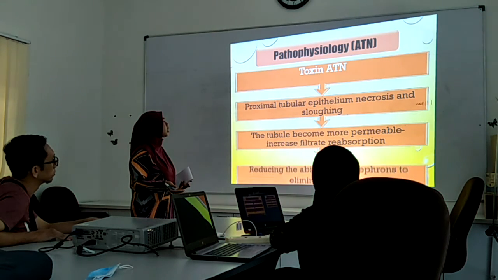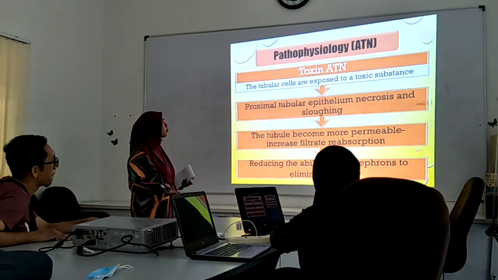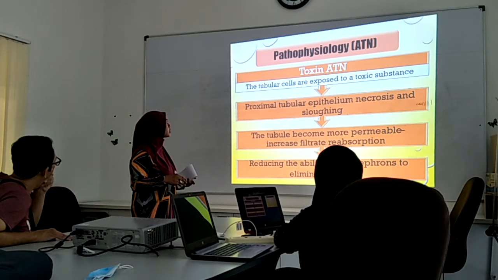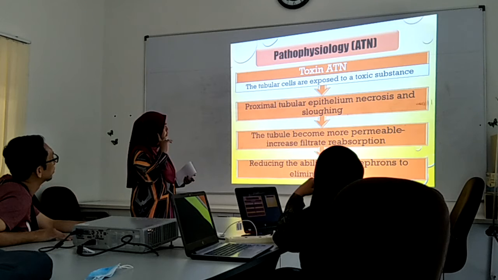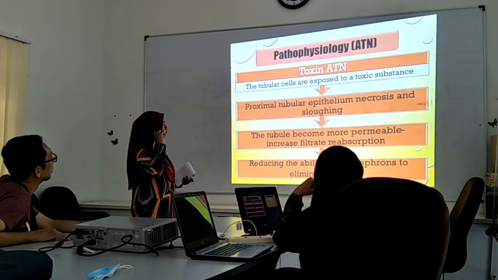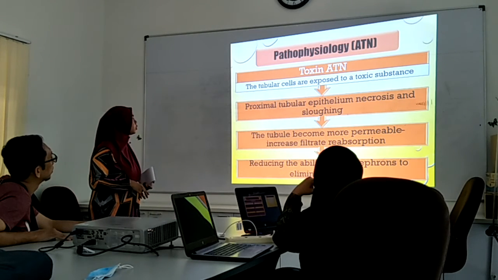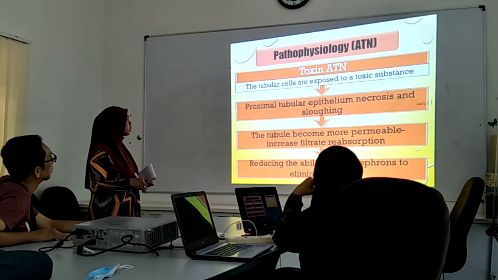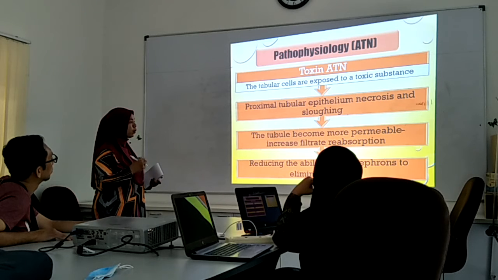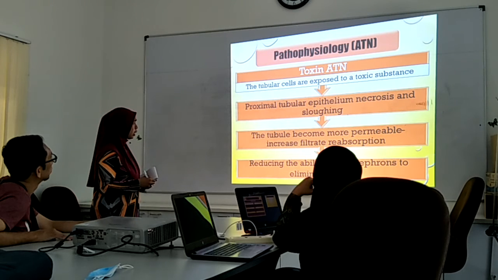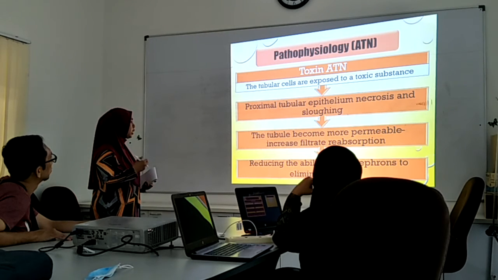Okay, next, toxic acute tubular necrosis. The tubular cells are exposed to a toxic substance like antibiotics. Proximal tubular epithelial necrosis and sloughing. The tubule becomes more permeable, increasing filtrate reabsorption. When the tubule becomes more permeable, the reabsorption rate will increase and the filtration is abnormal, then reducing the ability of the nephrons to eliminate waste.